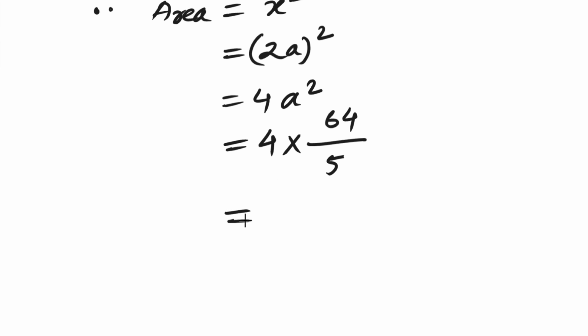And multiplying 4 by 64 gives us 256. So the area is 256 divided by 5. Finally, divide 256 by 5 and we get 51.2.